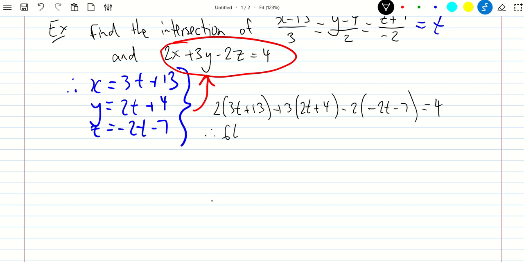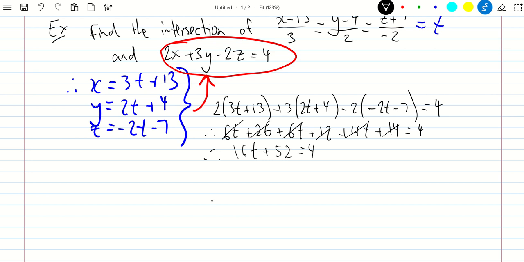Let's expand. 6t plus 26 plus 6t plus 12 plus 4t plus 14 equals 4. Let's put all the t's together. We've got 6t, 12t, and plus 4 is 16t. I've got 26, 38, 48 plus 4 is 52, so plus 52 is equal to 4.